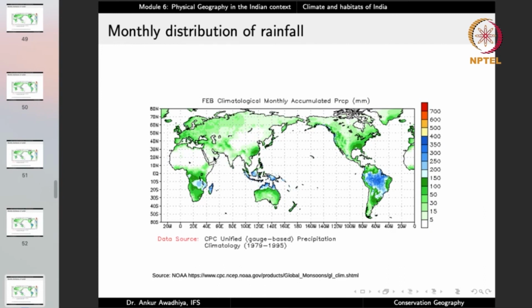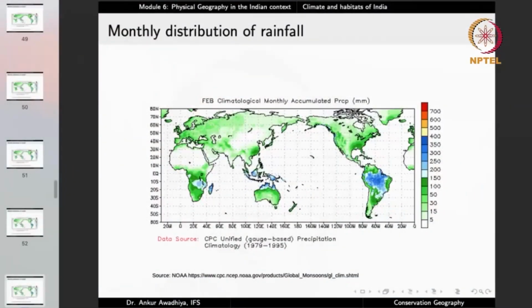So in the areas of Rajasthan where we have the Thar Desert, there is a very less amount of rainfall, but over most of the country we get intense rainfall in the months of June, July and August. In the winter months, we get some amount of rainfall on the eastern coast, but not much over the rest of the country. So this is the monthly distribution of rainfall.